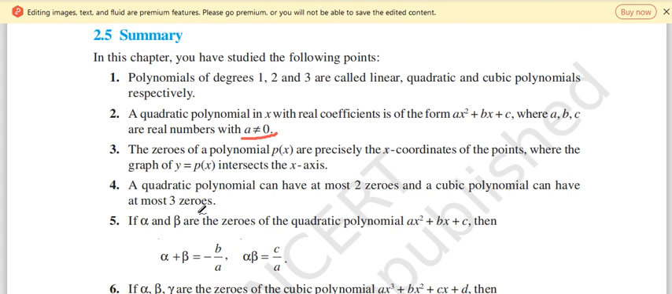Therefore, a cubic polynomial has 1 zero, 2 zeros or 3 zeros, but maximum 3, minimum 1 zero.